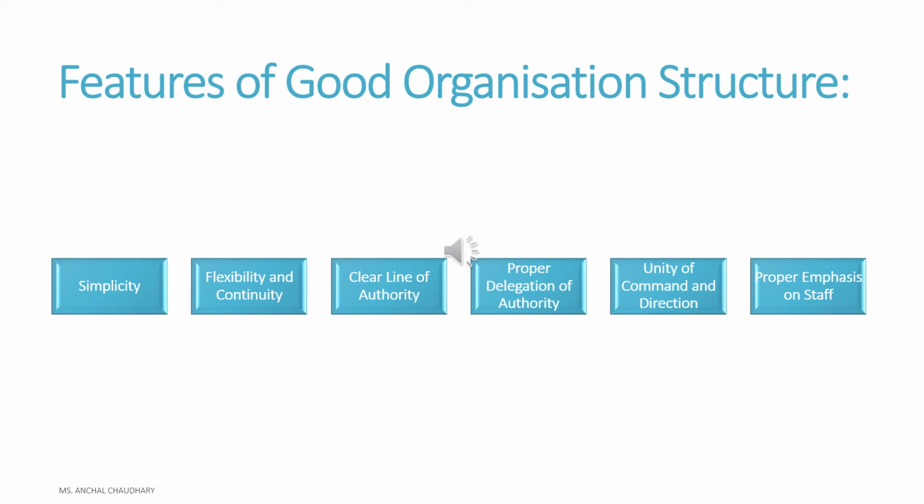Next is proper emphasis on staff. Proper emphasis on staff means you know these are the employees and they are working on such a specific task. So when you know who is going to perform which task, in that way you can properly emphasize on that particular thing. You can blame that person if the task is not completed. There should be a difference between line and staff authority. You know who is responsible for which work, so you can properly emphasize on a particular task, on a particular employee.